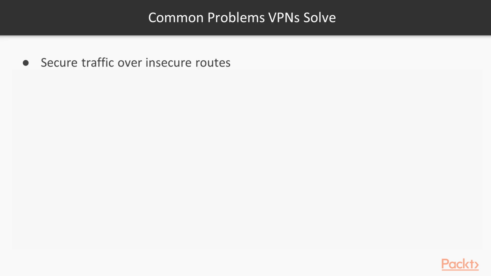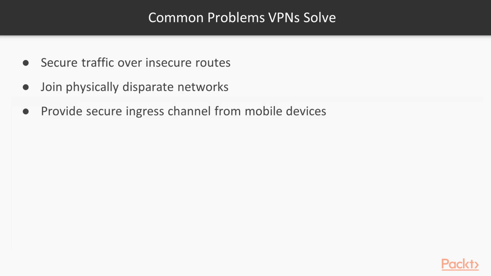Taking a look at common problems that a virtual private network can solve, we can secure traffic over insecure routes, as I just mentioned. We can also use this to join physically disparate networks, so two networks that are separated from each other physically but need to operate as one network. And we can also use this to provide a secure ingress channel from mobile devices into the internal network. And these are just a couple examples.